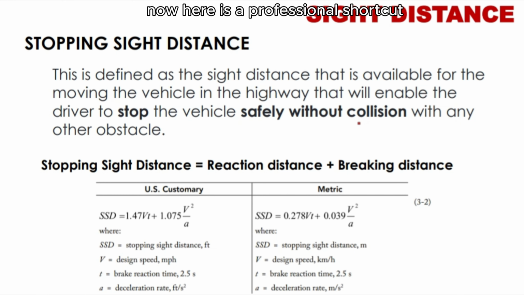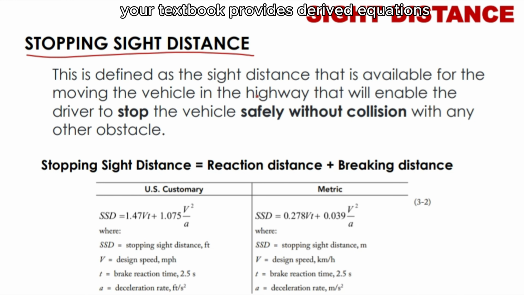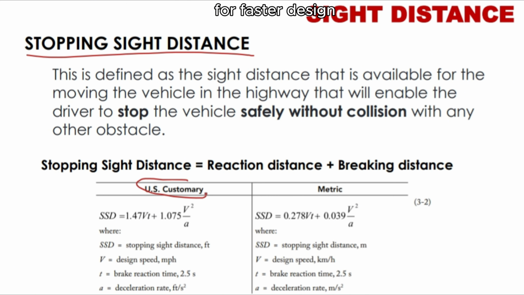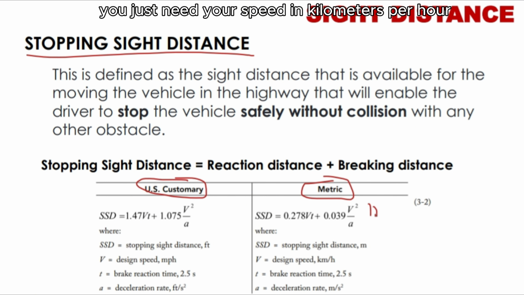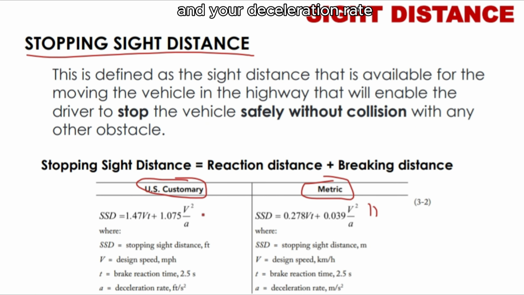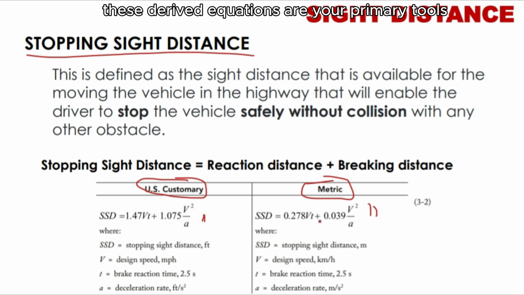Now, here is a professional shortcut. While the physics remains the same, your textbook provides derived equations for faster design. In the metric system, the constants are already baked in. You just need your speed in kilometers per hour and your deceleration rate in meters per second squared. These derived equations are your primary tools for evaluating the suitability of available sight distances in real-world projects.